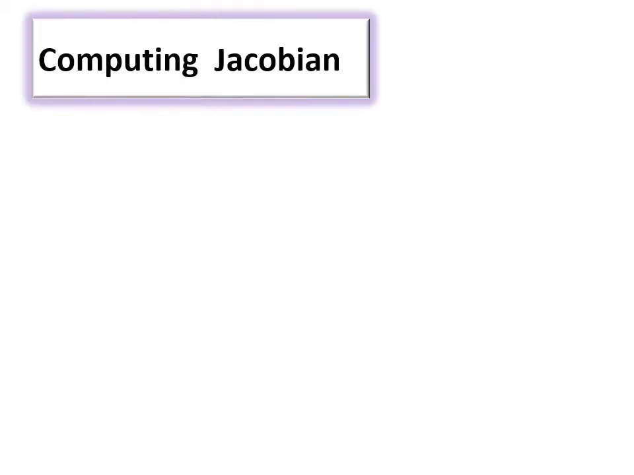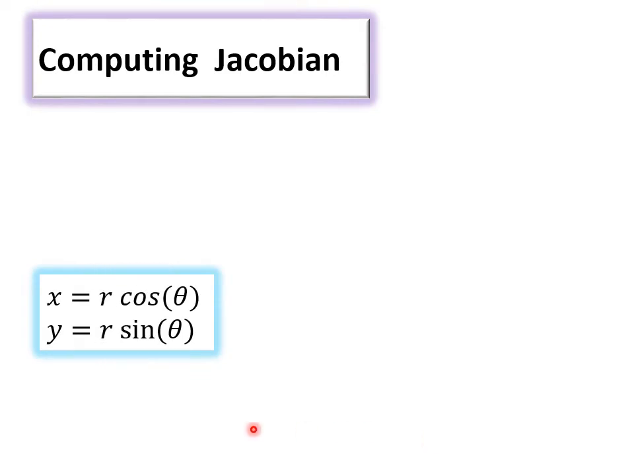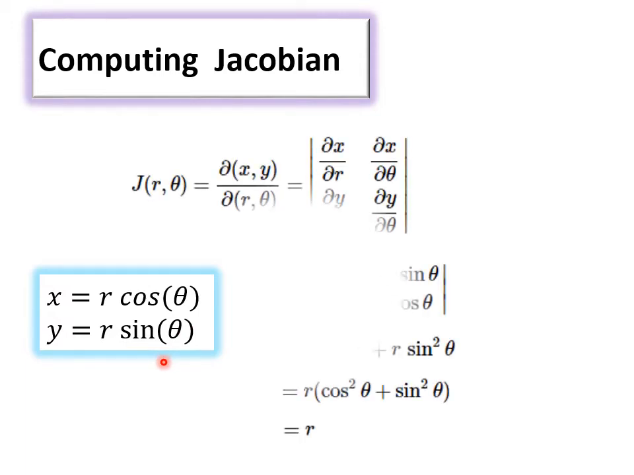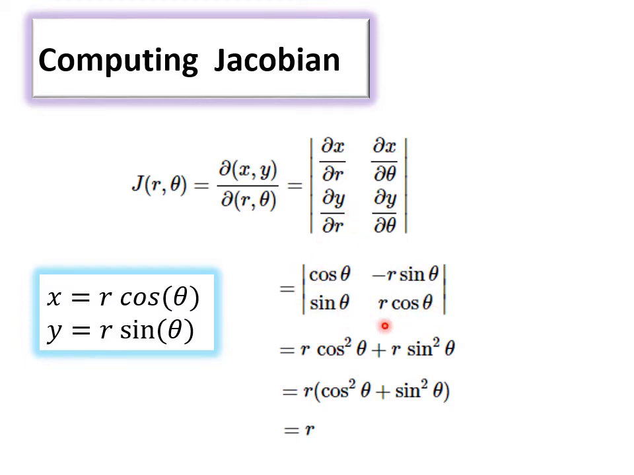Now we are just going to see how to compute the Jacobian for the polar coordinate transformation x equal to r cos theta and y equal to r sin theta. Take the definition of the Jacobian, write the determinant, compute the relevant partial derivative terms, expand the determinant and simplify. On simplification, we get the Jacobian for the polar coordinate transformation as r.